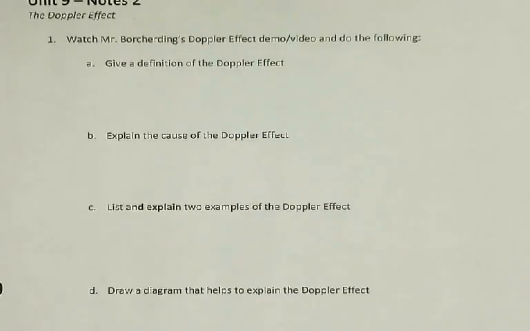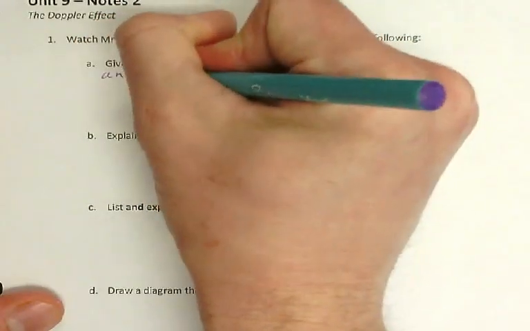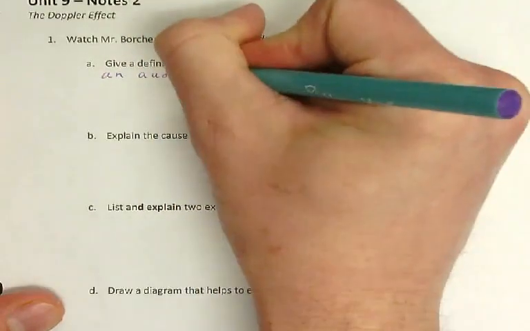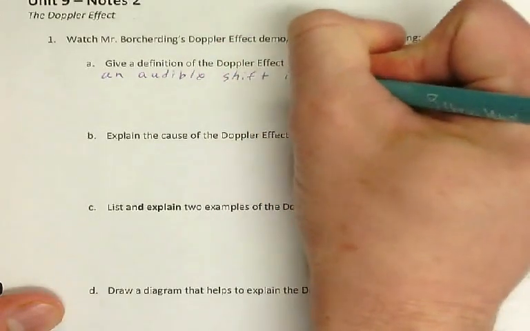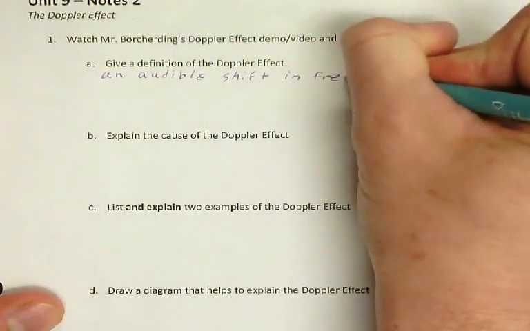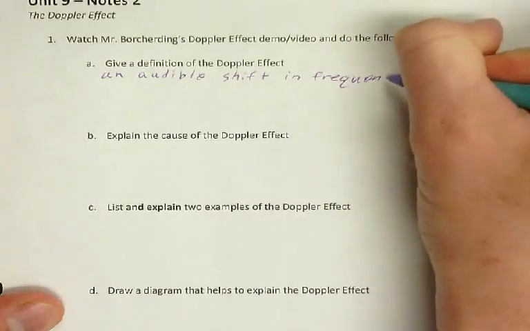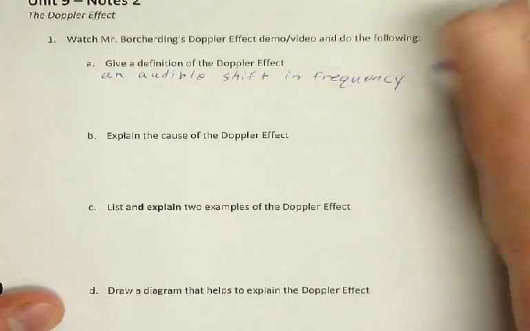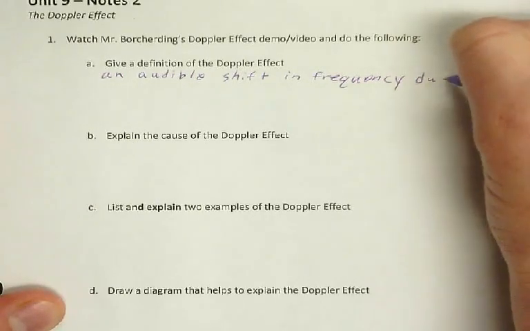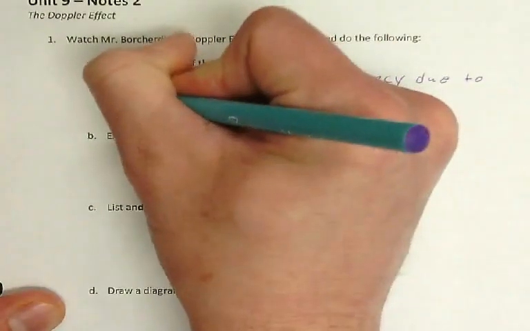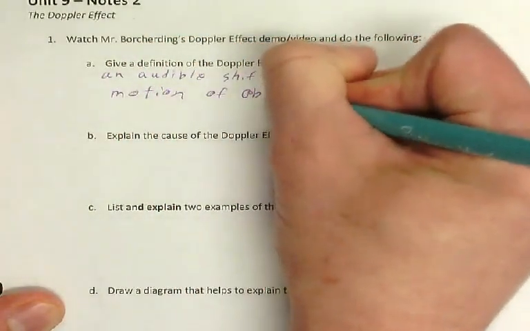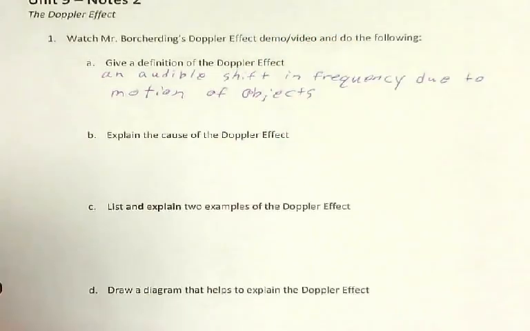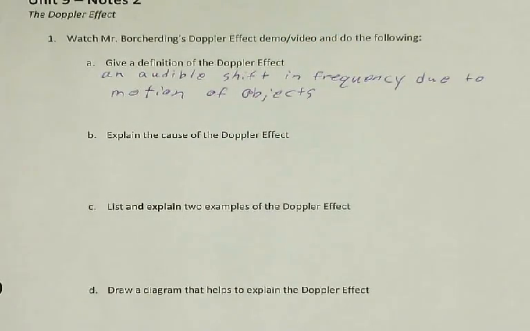The definition of the Doppler effect is an audible, which just means heard, an audible shift in frequency due to motion of objects. So when objects move and they make a sound, you hear a different frequency.